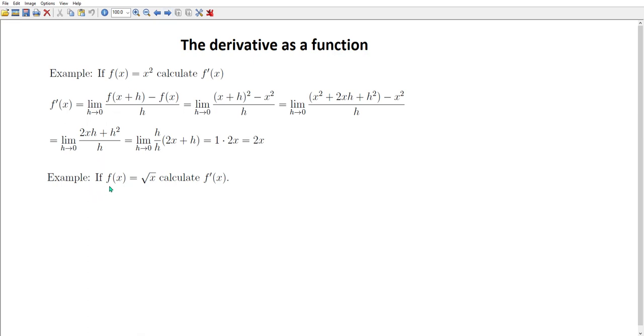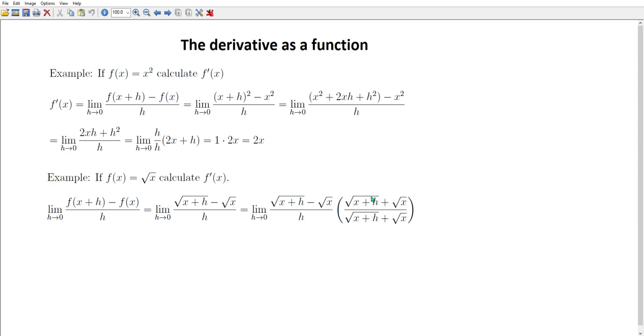Now let's look at f of x equals the square root of x and calculate f prime. Same idea, we look at our definition. This time f of x is the square root of x, so we're getting the square root of x plus h minus the square root of x over h. Now here what to do is not so obvious. There's no multiply out, there's no factoring, there's no find a common denominator. What does work, however, is multiplying top and bottom by the conjugate of this.